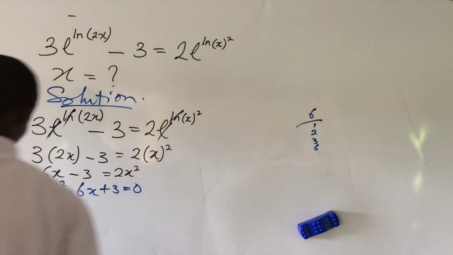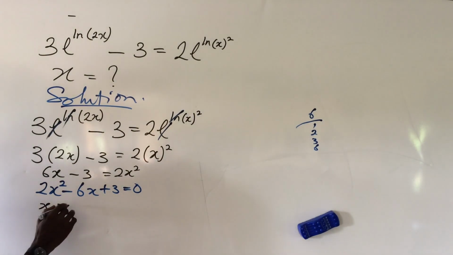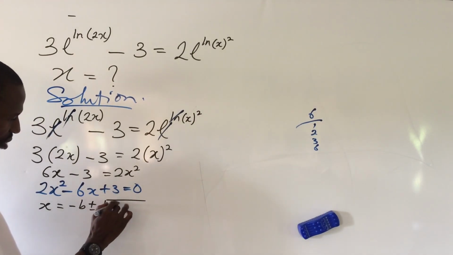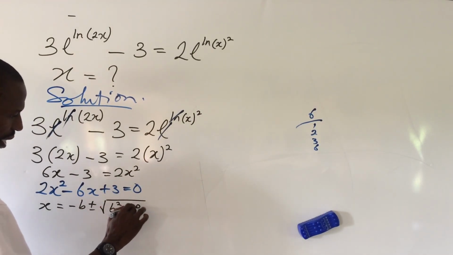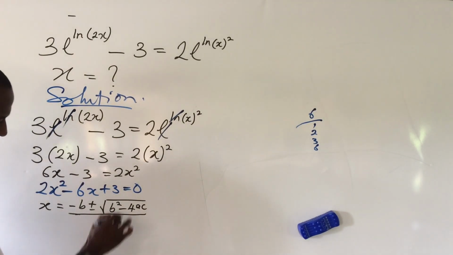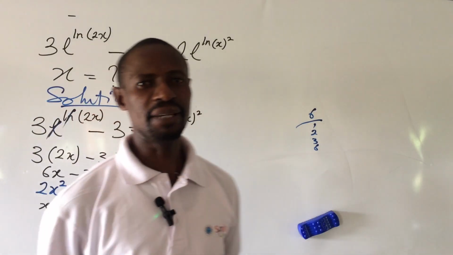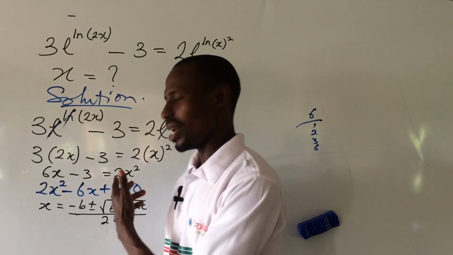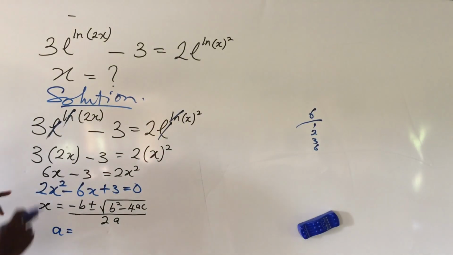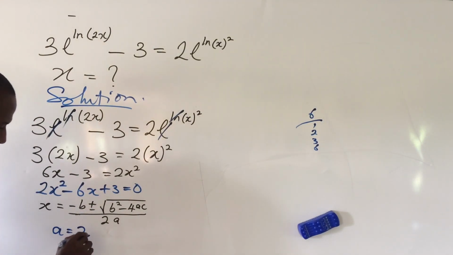So using the quadratic formula says that x equals minus b plus or minus the square root of b squared minus 4ac, all over 2a. Okay, we now go ahead to bring out the values of a, b, c from this expression. So our a here, a is the coefficient of x squared. And so the coefficient of x squared is 2.